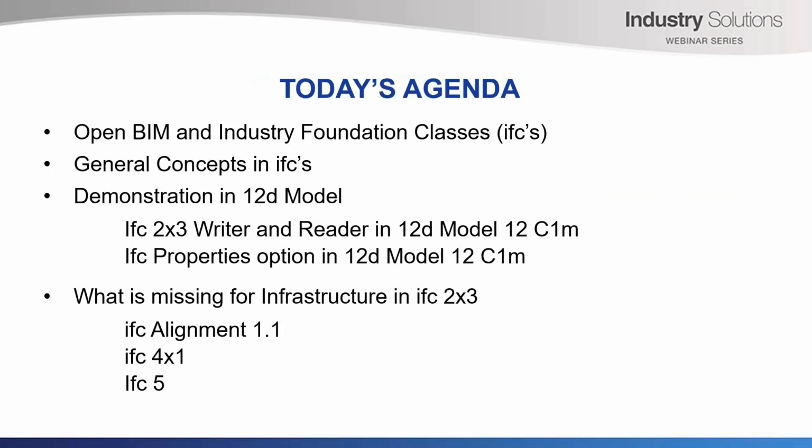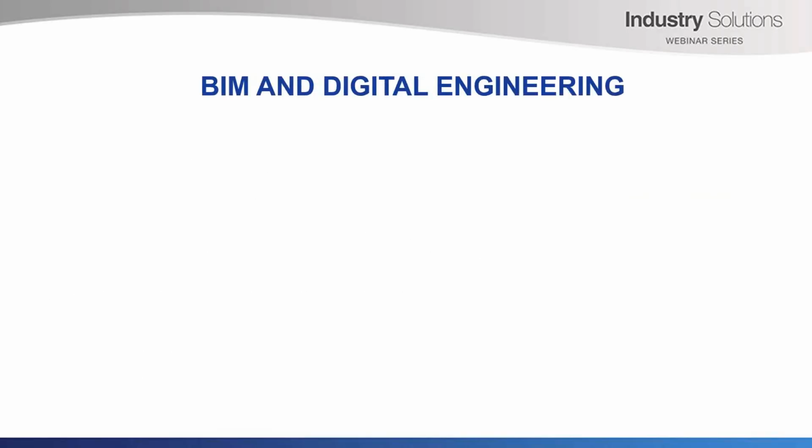I'll also then talk about what's missing for infrastructure in what's called IFC2x, the version that everyone's now using at the moment. That'll include IFC Alignment 1.1, IFC 4.1 that's coming out, and also then IFC 5. Right, so let's get started into it proper.